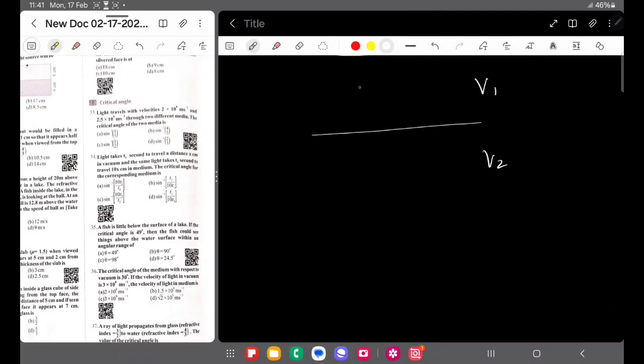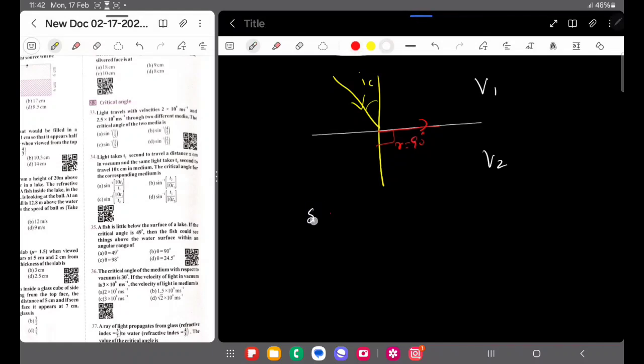Whenever light rays are trying to travel from the denser medium to the rarer medium, if the angle of incidence is more than the critical angle, it will start to reflect inside the first medium itself. That phenomenon is called total internal reflection. The angle of incidence at which the refracted angle becomes equal to 90 is called the critical angle.